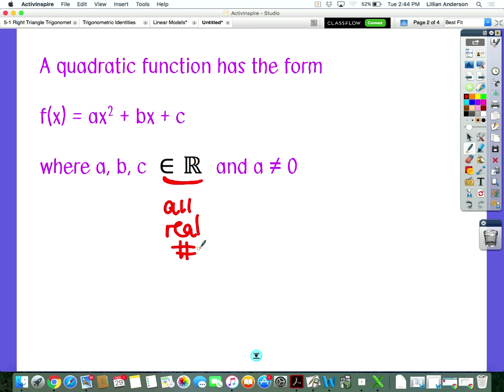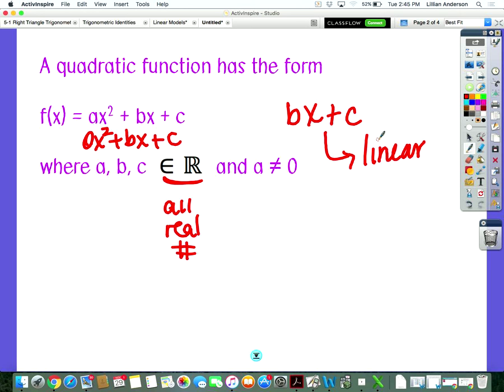If a did equal 0, what would happen to that x squared? It would cancel out, and then you'd just be left with this. Is this a quadratic function? It's actually a what? What kind of function is that? It will not be quadratic. So a can be anything, a fraction, a negative number, just can't be 0. But that's the makeup of a quadratic function, ax squared plus bx plus c.